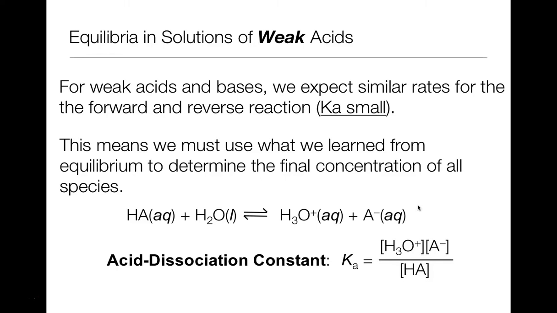So what this means now is we need to apply what we learned about equilibrium to determine the final concentration of all species. Before we used stoichiometry, now we're going to have to fall back on using ICE tables. Just like with a strong acid and a strong base, right? So the strong acid we had Ka. When we write out the Ka for a weak acid, same expression. Concentration of hydronium multiplied by the concentration of the conjugate base, all divided by the protonated acid.